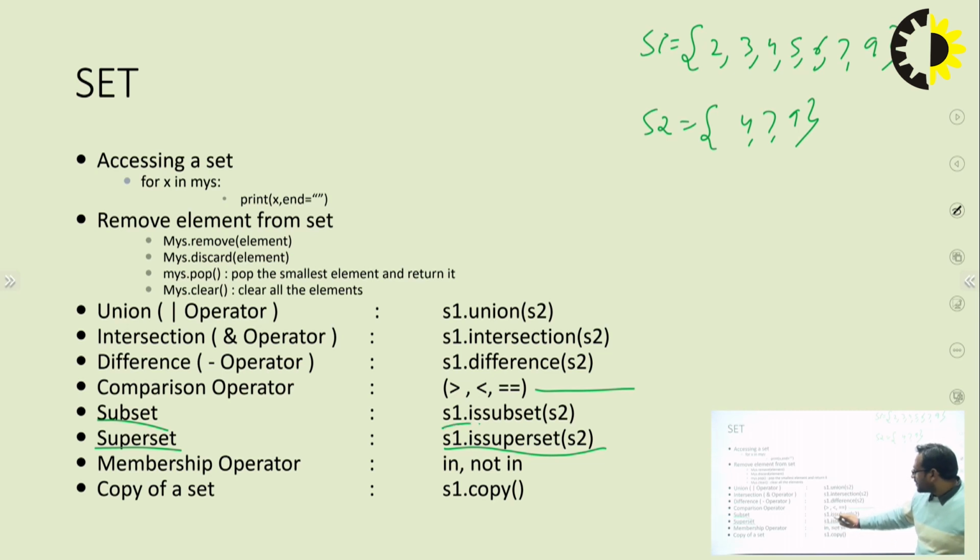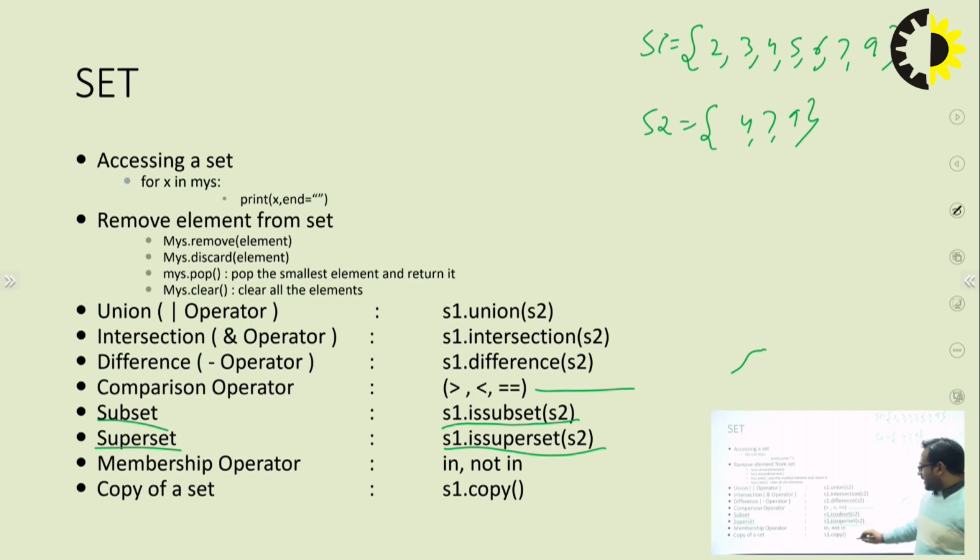Similarly, S1 is a subset of S2? False. S2 is a subset of S1? True. So it basically returns true or false. If you want to check whether one is a subset or a superset of another set, you can use issubset or issuperset.